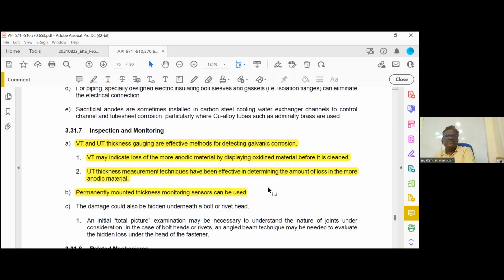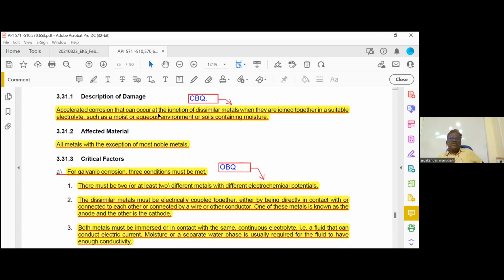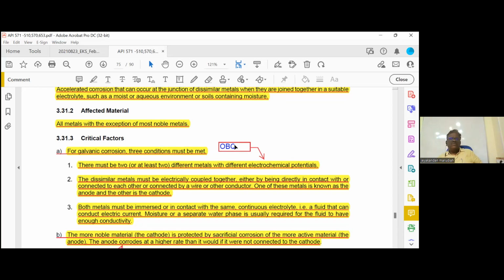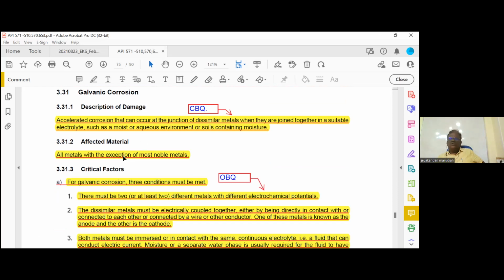So please take galvanic corrosion. Accelerated corrosion that can occur at the junction of dissimilar metals when they are joined together in a suitable electrolyte, such as a moist or aqueous environment and soil containing moisture. That is a closed book question. That is the definition of galvanic corrosion. All metals with the exception of noble metals will have this problem. Page number 164. Here they will not ask about the materials because all metals will have this problem except noble.